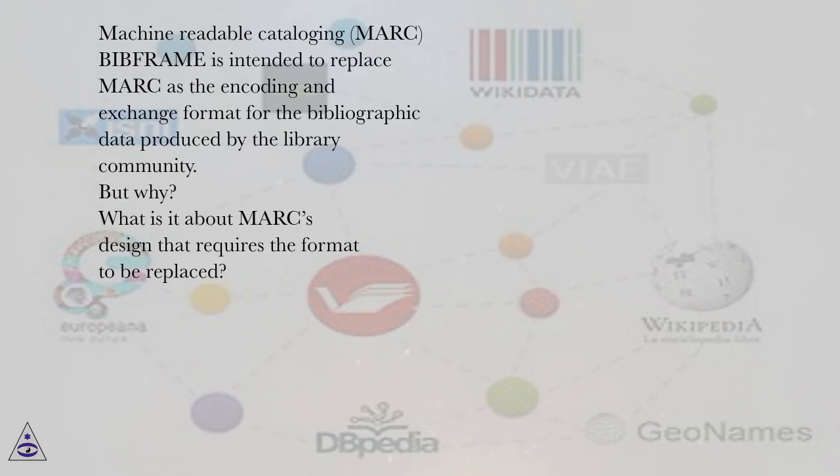Machine Readable Cataloging, MARC. BIBFRAME is intended to replace MARC as the encoding and exchange format for the bibliographic data produced by the library community. But why? What is it about MARC's design that requires the format to be replaced?